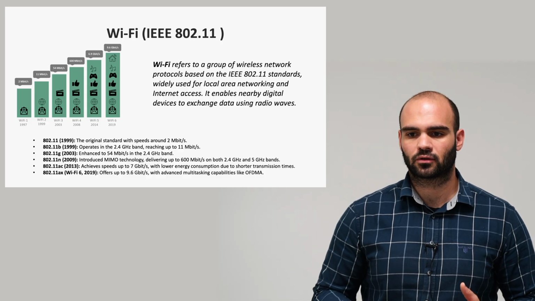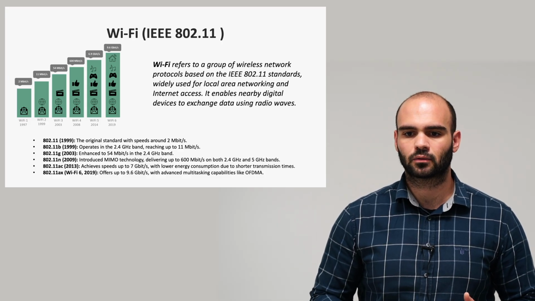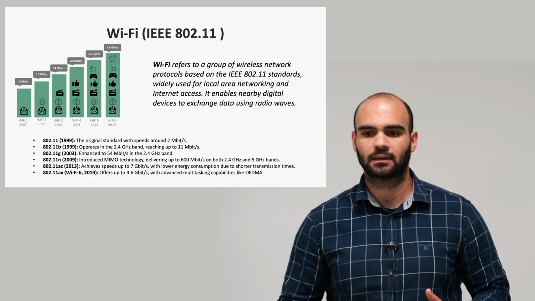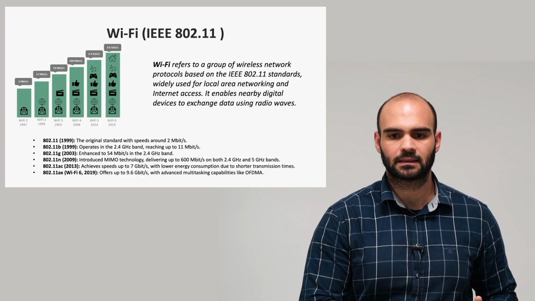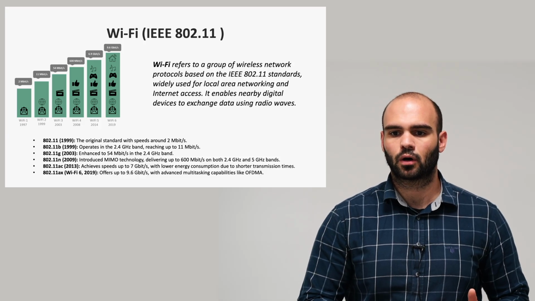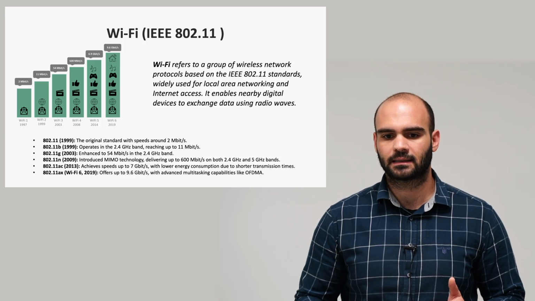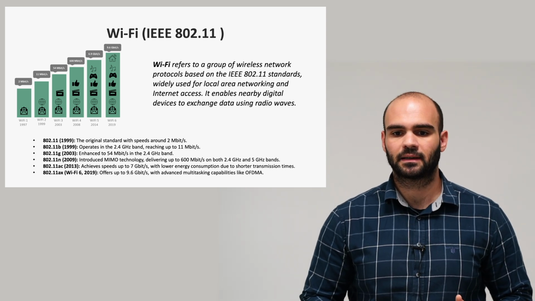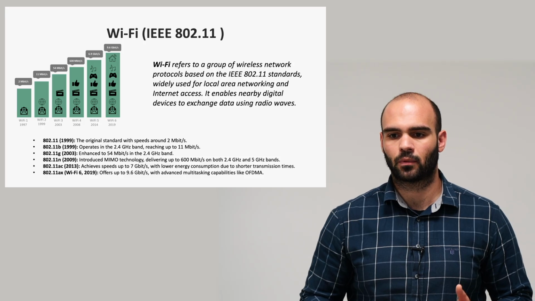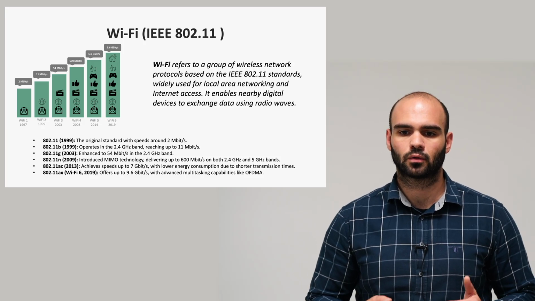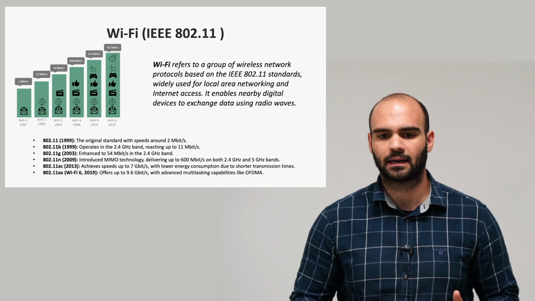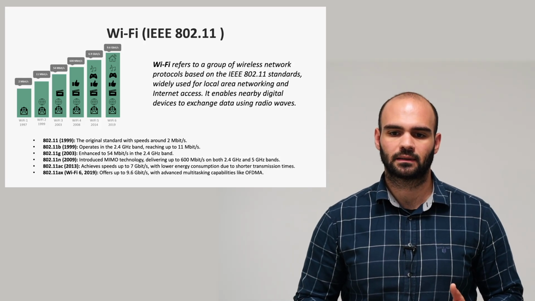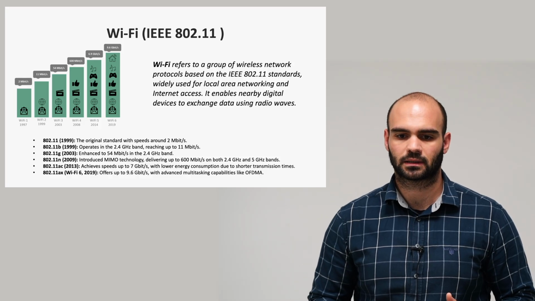Wi-Fi is a wireless communication standard used for local area networks and internet access. Over time, Wi-Fi has evolved significantly, starting at just 2 megabits in 1997 to over 9 gigabits with Wi-Fi 6. Each generation improves speed, range, and efficiency with technologies like MIMO and dual band operation on 2.4 and 5 GHz. Today, Wi-Fi is essential for seamless wireless connectivity in homes, industries, and robotics.